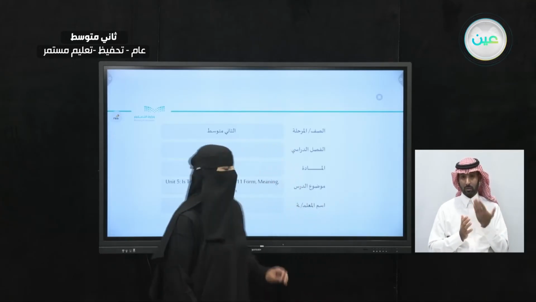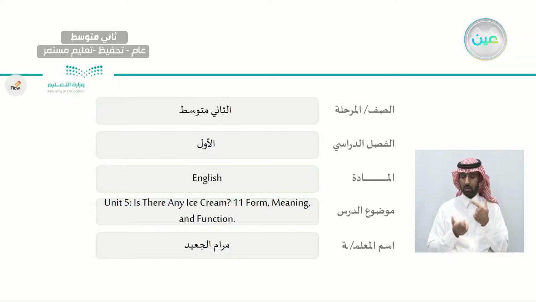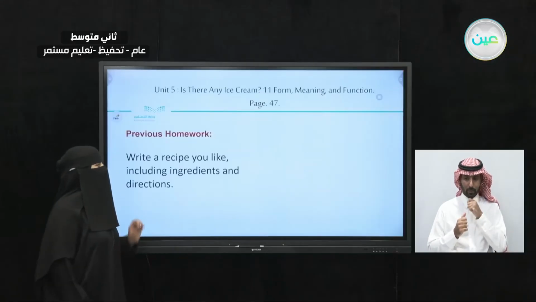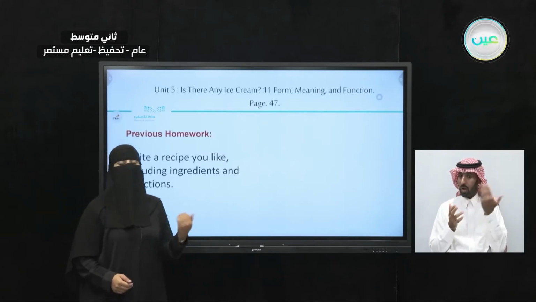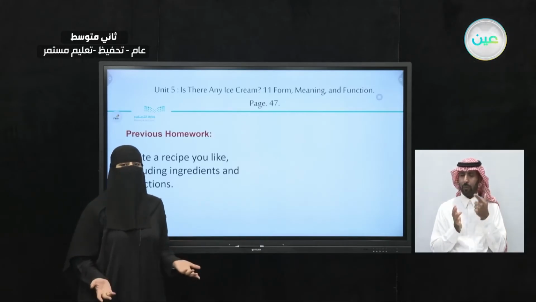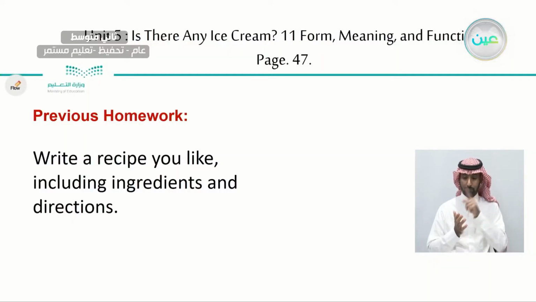Today's English lesson is going to be the last lesson in Unit 5. It's going to be form, meaning, and function. Now, let's take a look. But before we start with this lesson, let's take a look at the previous homework. What were you asked to do and what did you do about it? So you were asked to write a recipe you like, including ingredients and directions.